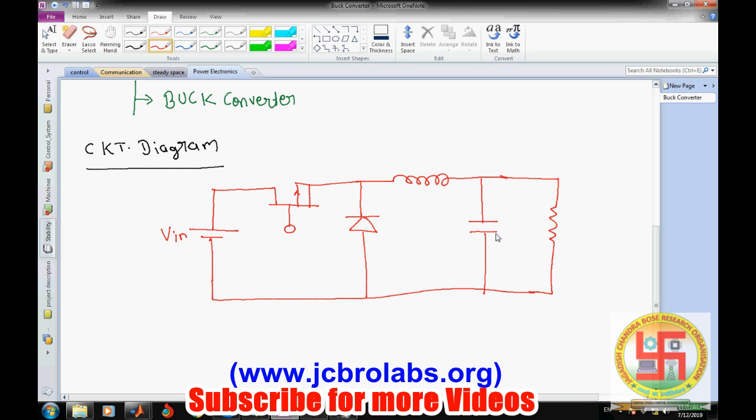The output of this buck converter is very much dependent on this load resistance, and we'll be seeing that within a minute. It is capacitor C, inductor L, diode D, and any transistor T. The output voltage will be plus minus V out, and this will be the output current. The current flowing through the inductor is IL.